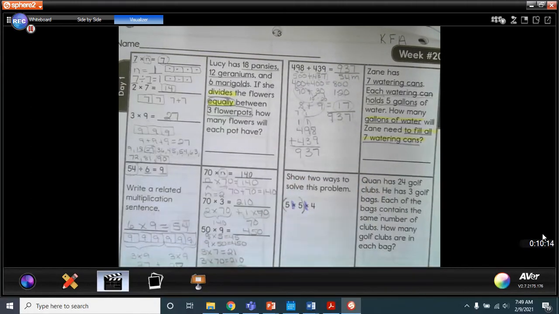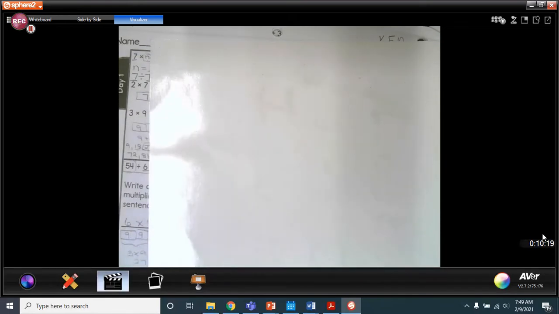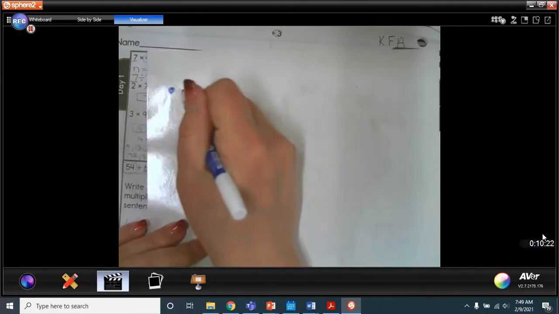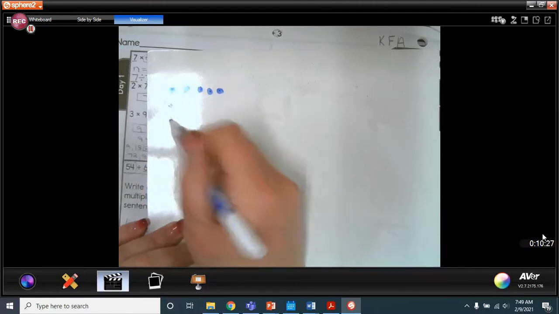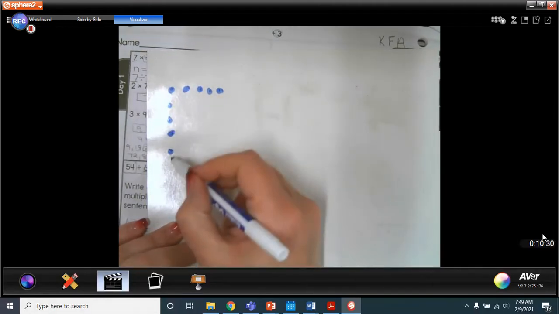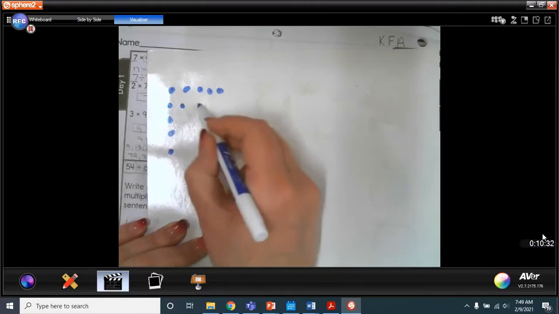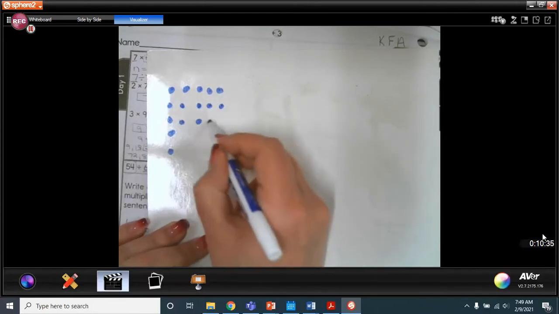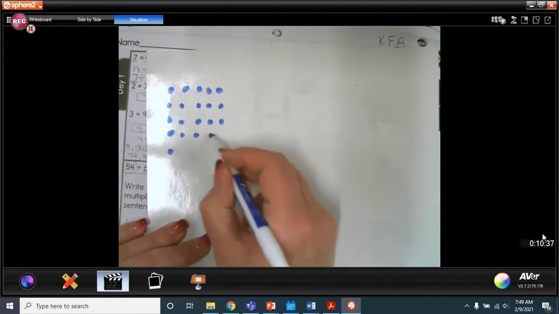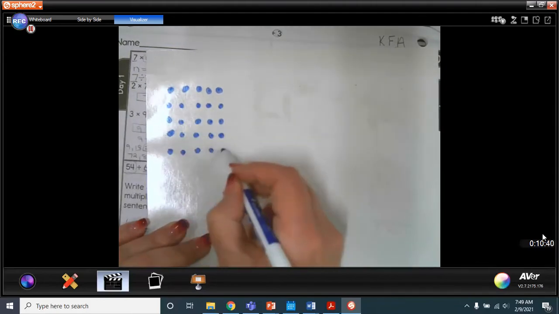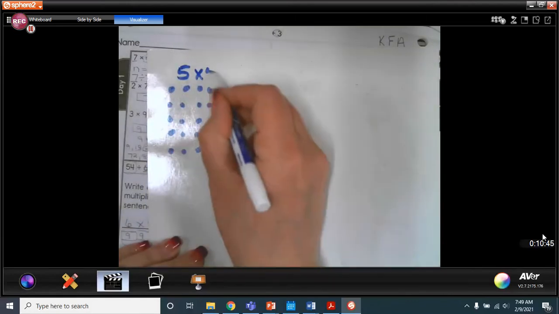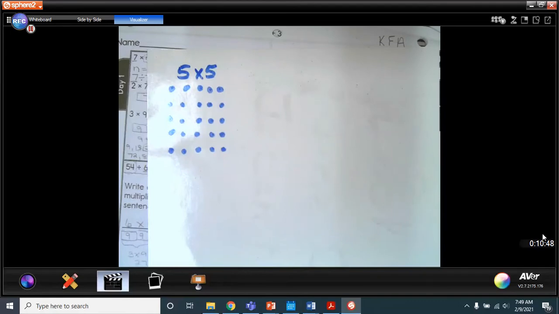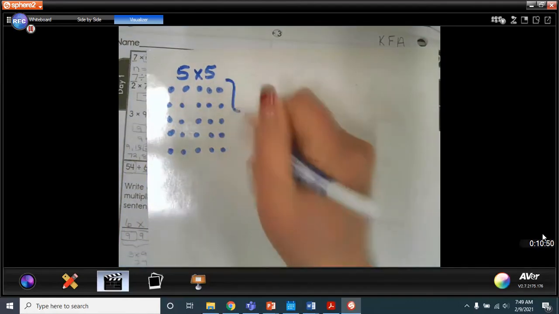We know what 5 groups of 5 looks like, especially if we do an array, right? So 5 groups of 5: 1, 2, 3, 4, 5. And remember, it's 5 rows of 5. So here's my 5 rows, and I'm going to put into each row 5 groups. Okay, so now I have my 5 times 5 model here, and I know that this is equal to 25 so far.